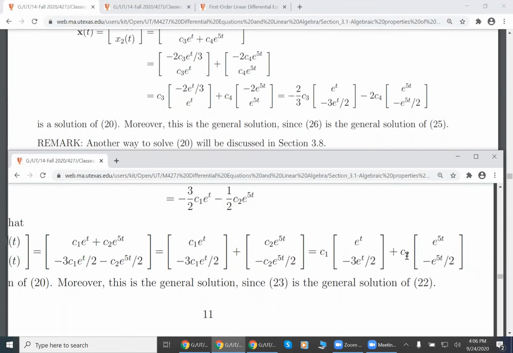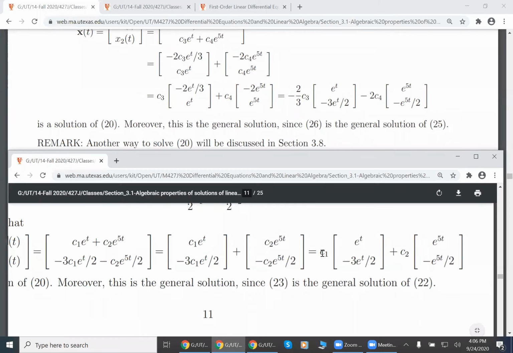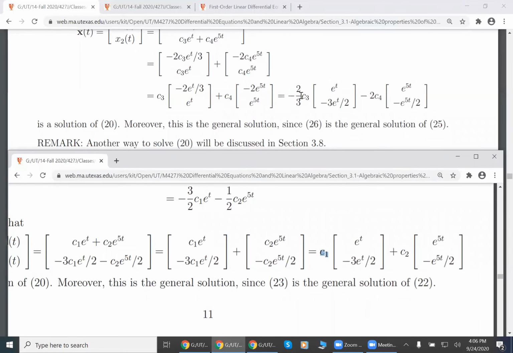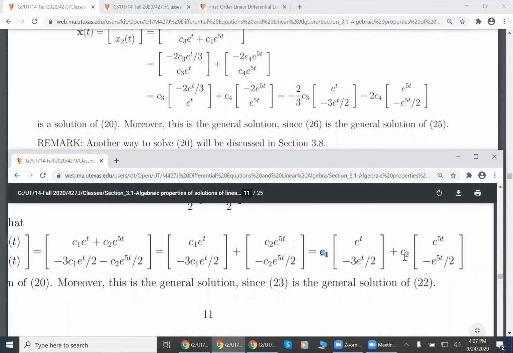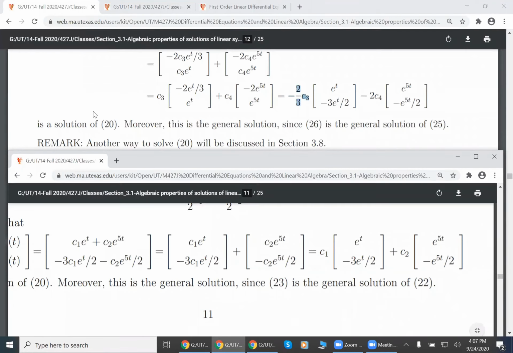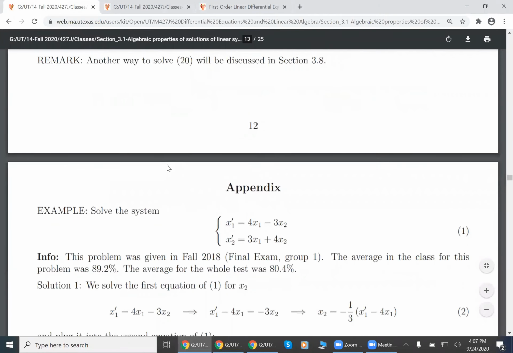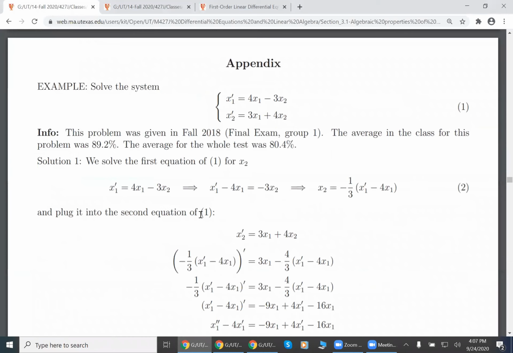Folks, any questions here? Can you explain how to transform from one matrix to another, step by step? Basically, the formula is very simple. C1 is -2/3 C3 and C2 is -2 C4. Done. Was that your question? Yeah. Okay, let us discuss some other examples.